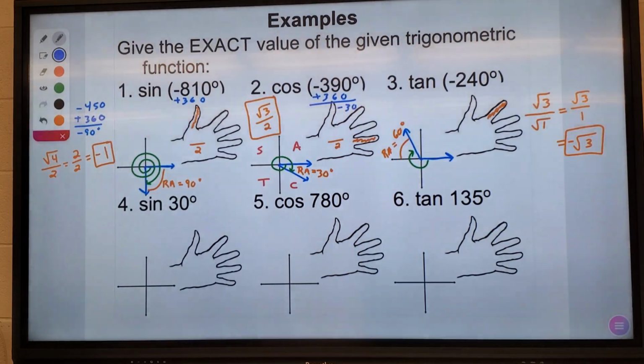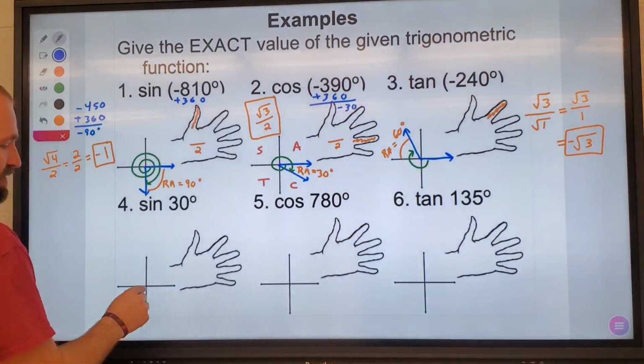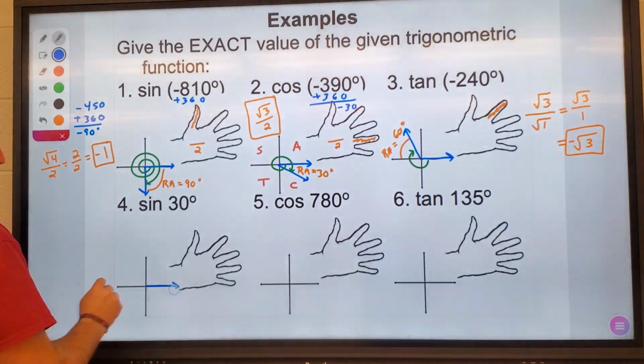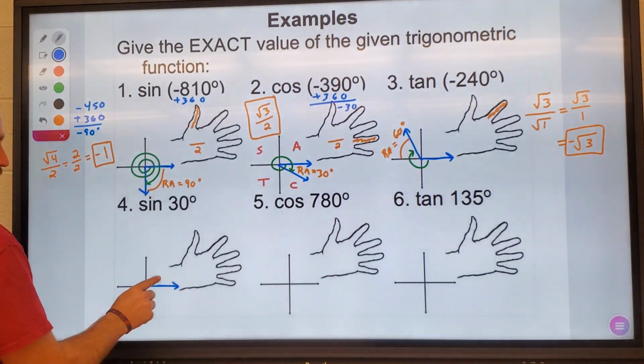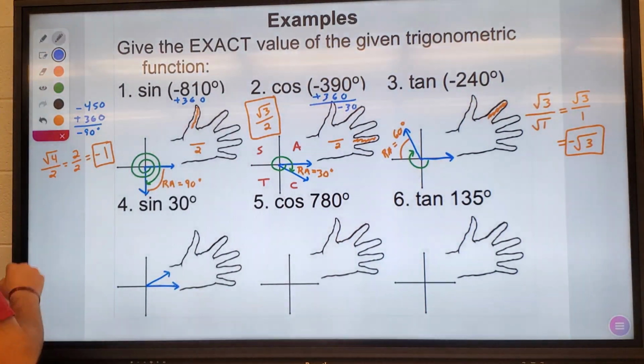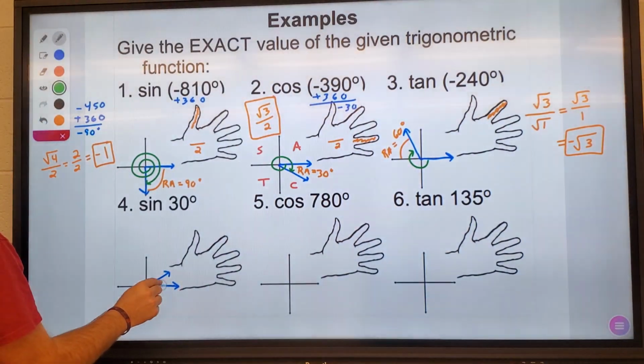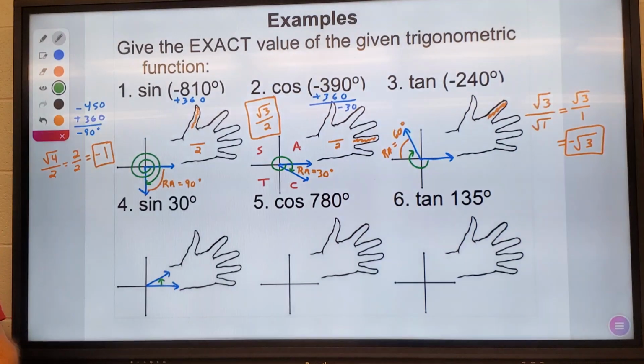Number 4, now we have some positives here. I'm going to start. Again, it's between 0 and 359 already, so I'm going to go ahead and just graph it. Initial side, 30 degrees is about a third of the way up. Okay. If I go here, I go straight up and then done.